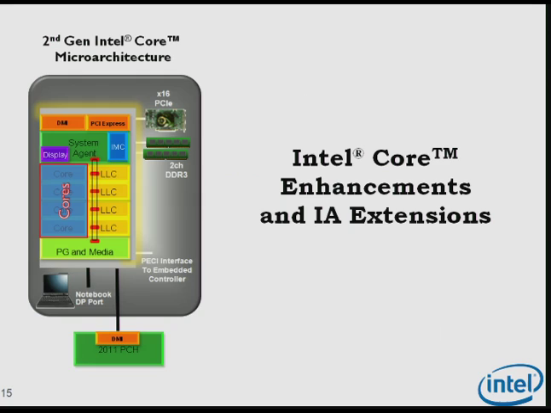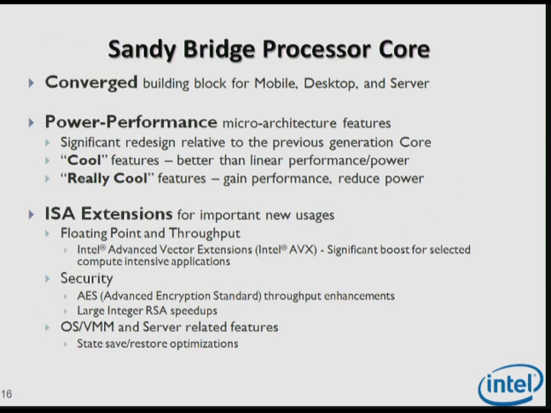I'll skip this one, if I may, and go directly to the core enhancements, the IA core enhancements, okay? Like I said, we have four cores, or also segments of two cores. The Sandy Bridge processor core's main challenge and main target was to converge, to fit all the segments, mobile, desktop, and server, and to be very good at power performance. And we had very strict criteria for what features we could put in.